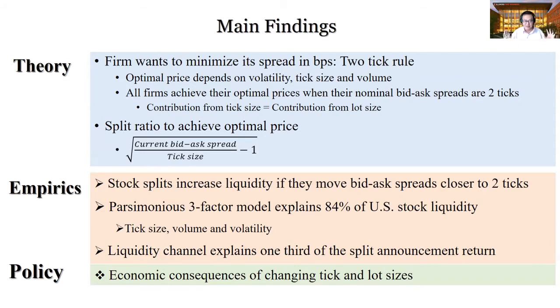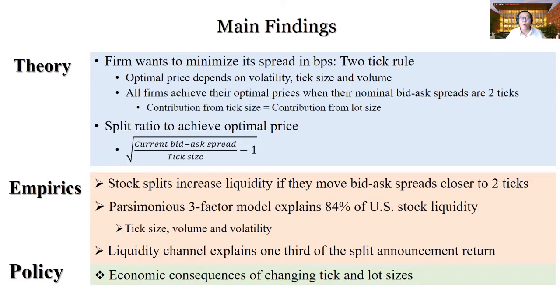Before I go into the details of the model, there's a simple way to understand that. It's a marginal condition. The contribution from the tick size is 1 tick, always. So you need to split or reverse split your stocks so that the contribution of tick size is equal to the contribution from the lot size. Okay, that's the first result.